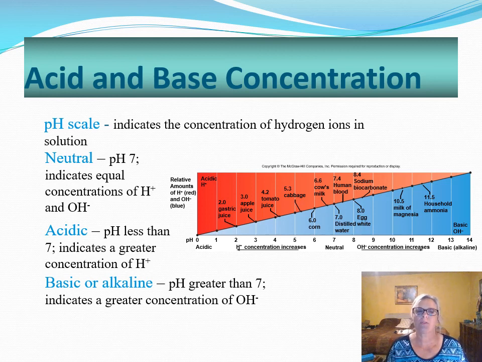pH is very important for things like proteins. Why is it when you get a very high fever that it can cause brain damage or kill you?